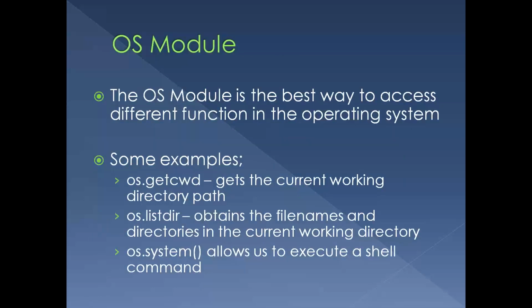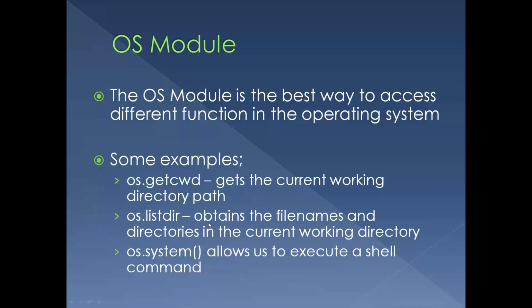So that's the socket module. We also have the OS module. It's the best way to access different functions in the operating system. Some examples include os.getcwd, which gets the current working directory path. So we have to import os, and then once we import os, we can use these various methods within our code.